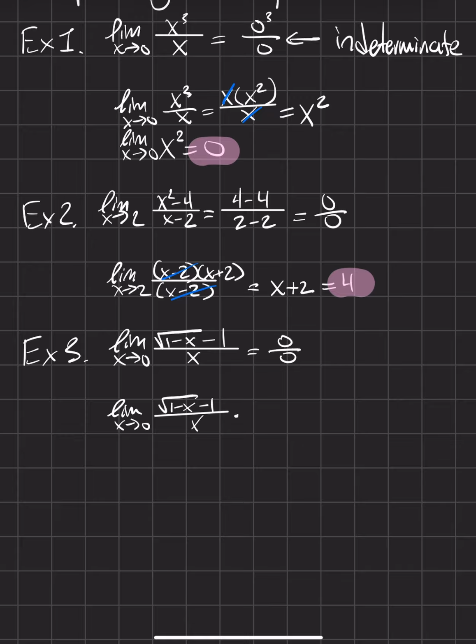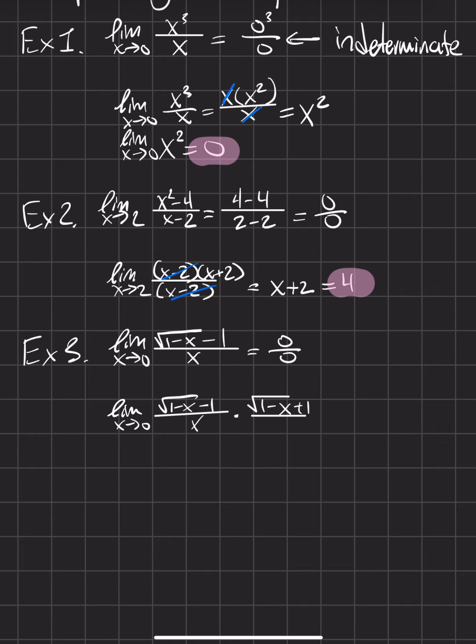We need to remember our conjugates. What you have to do is multiply this by the conjugate so that we can start canceling out that square root. So what you do here is you multiply your equation by the opposite sign.